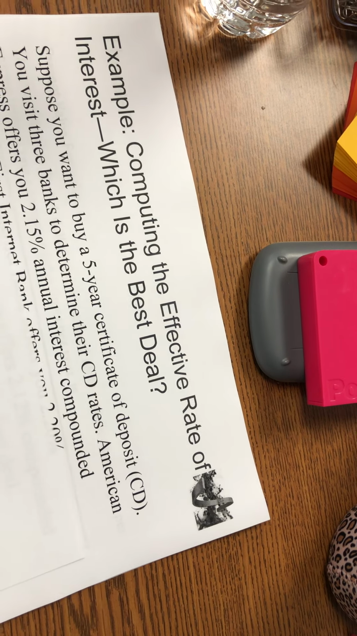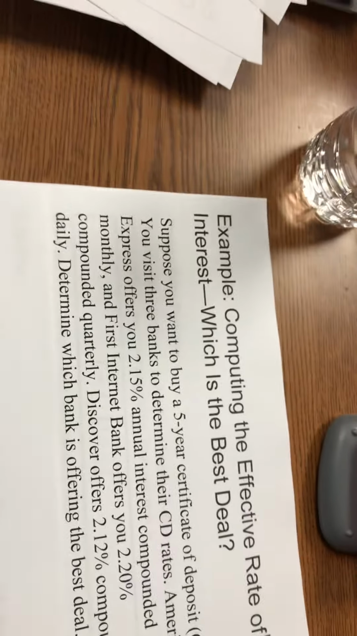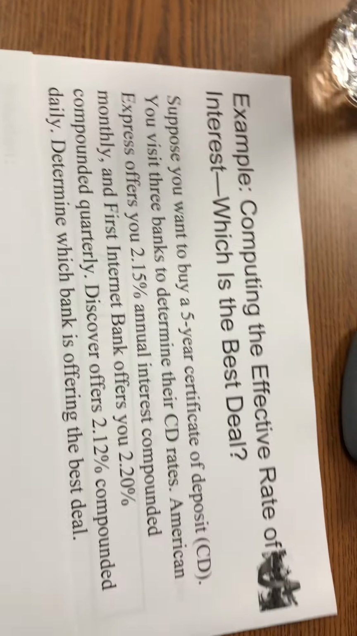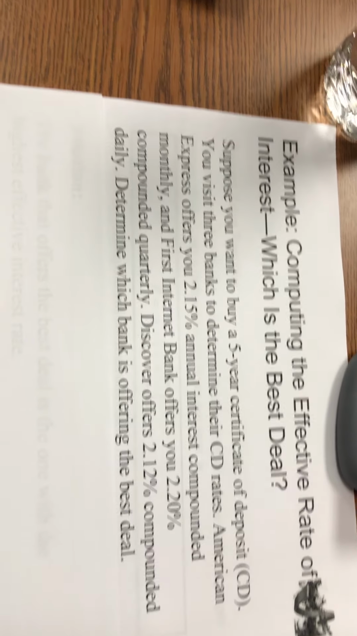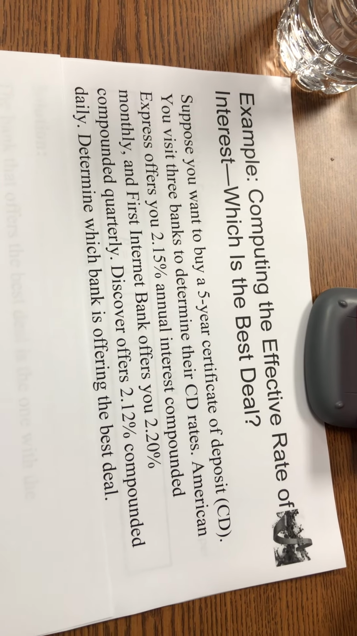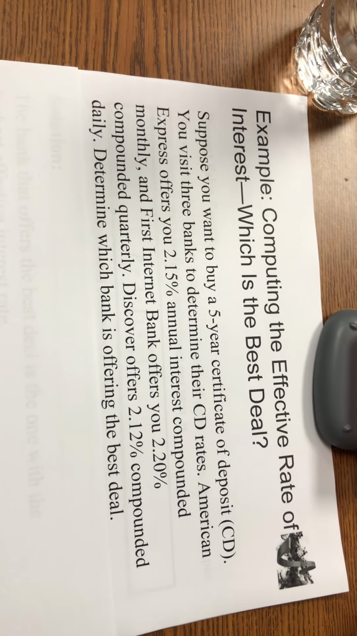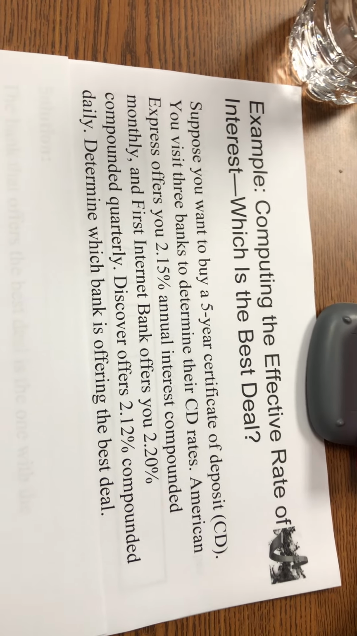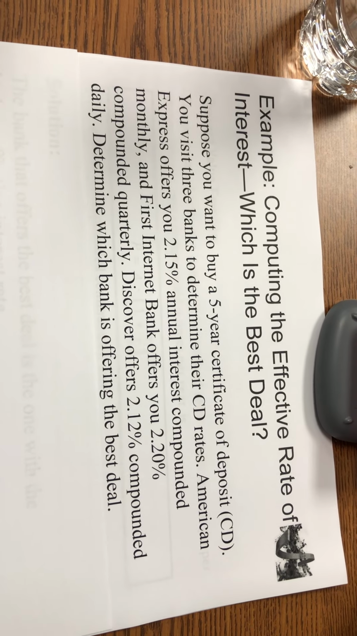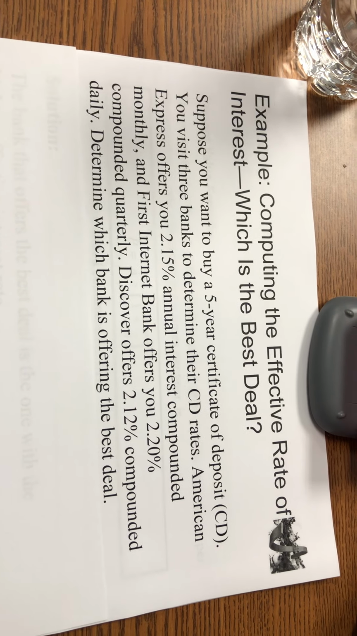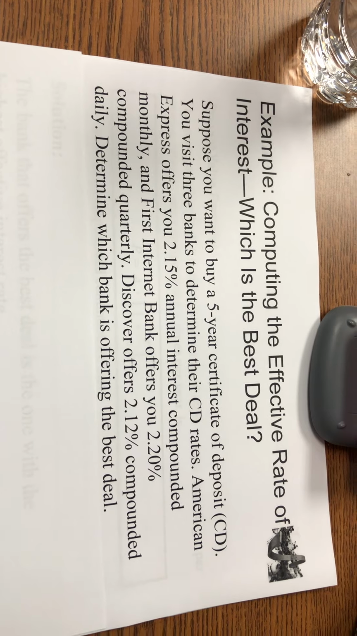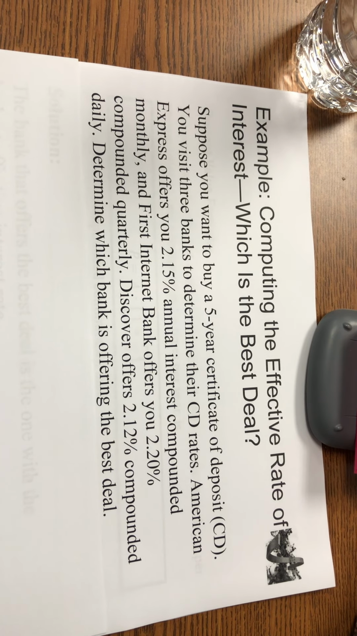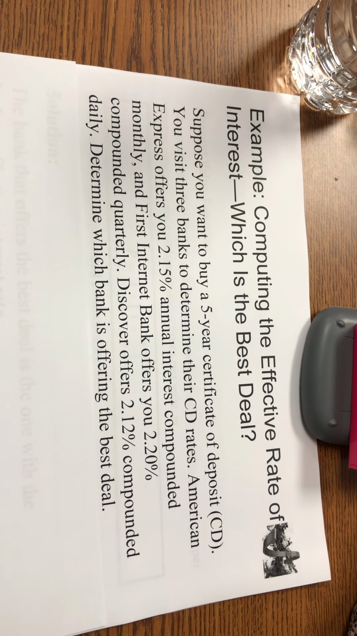Okay, so which is the best deal? Suppose you want to buy a 5-year certificate of deposit, that's called a CD. You visit 3 banks to determine their CD rates. American Express offers you 2.15%, but it's going to be compounded monthly. First Internet offers you 2.2% compounded quarterly. Discover offers 2.12%, but it's compounded daily. Determine which bank is offering the best deal.